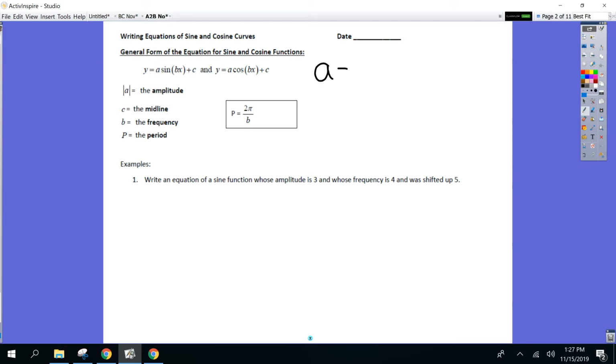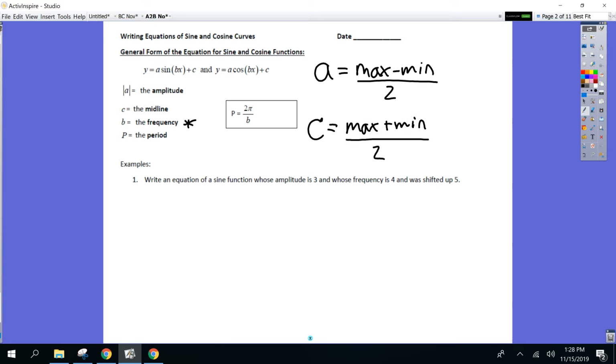If I'm not given it, how do I find the A? We had a quiz yesterday: max minus min over 2. You'll have a B value, a number inside the parenthesis with the X. That's called frequency. I'll help you find that today. And then at the end, you have your C value. How can you find the shift? Max plus min all over 2. So nothing's really changing. You just have to find those values and then plug them into the equation. Also, a reminder of the period formula. You guys did a nice job with that yesterday on the quiz, by the way.